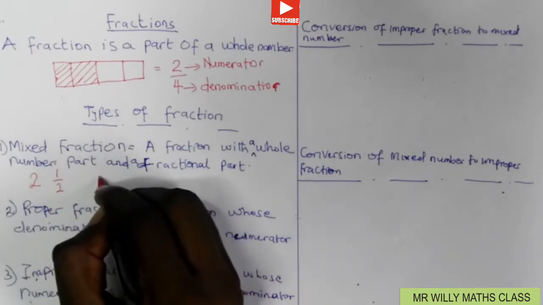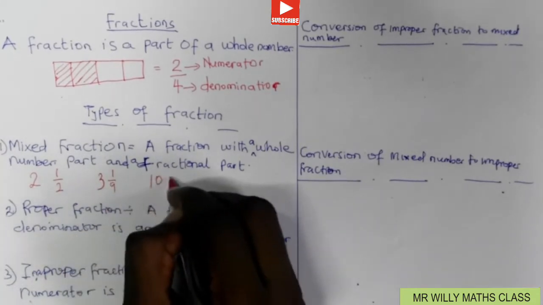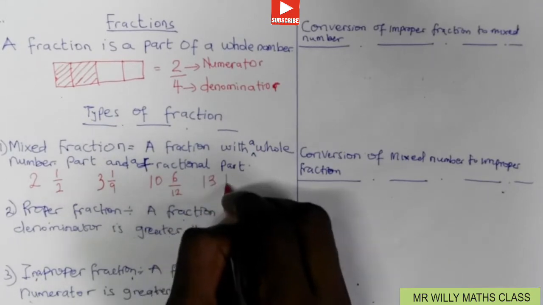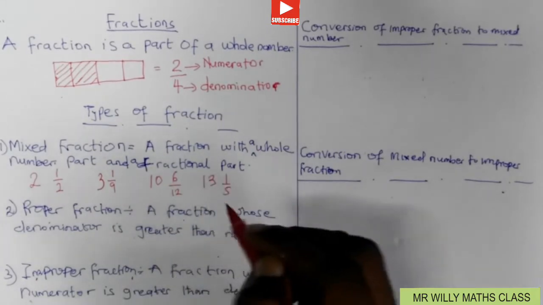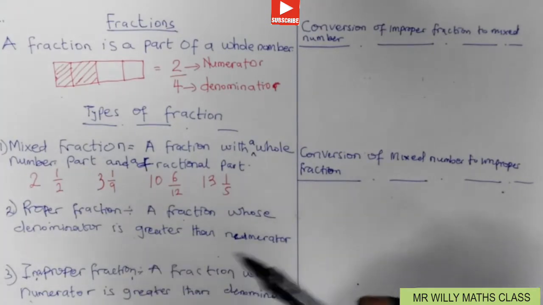The mixed fraction looks like this. It could be 3 whole number 1 over 9, 10 whole number 6 over 12, 30 whole number 1 over 5. These are examples of mixed fraction, and you should know that your mixed fraction can also be referred to as mixed number. Now, a mixed fraction has 2 parts.